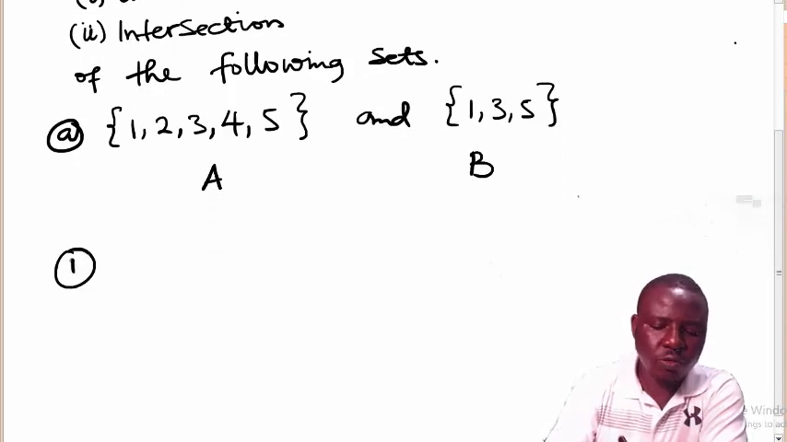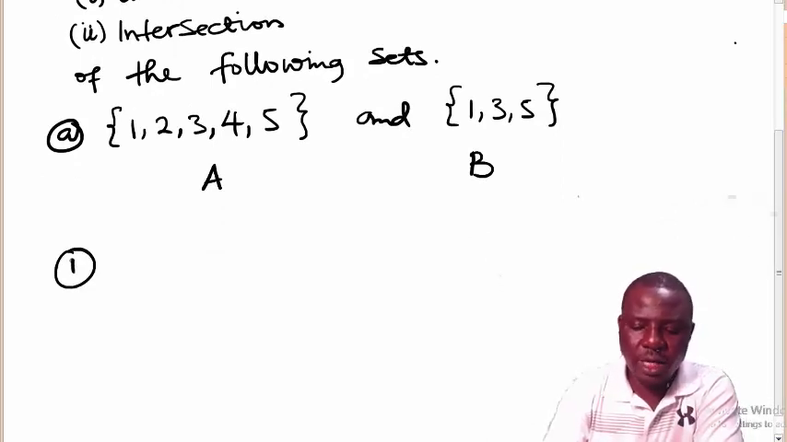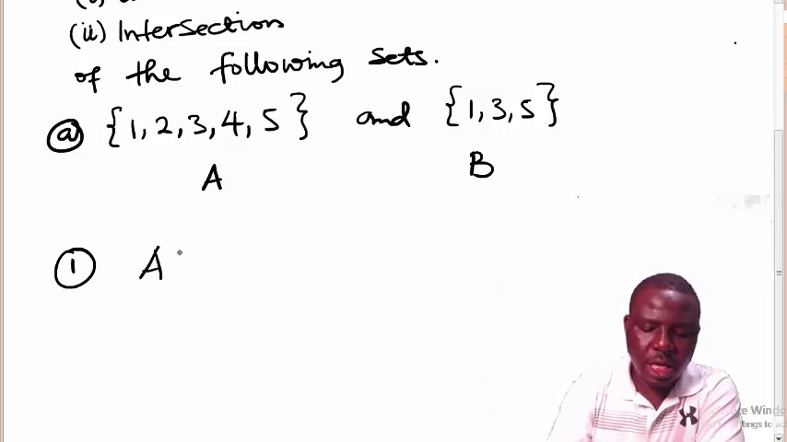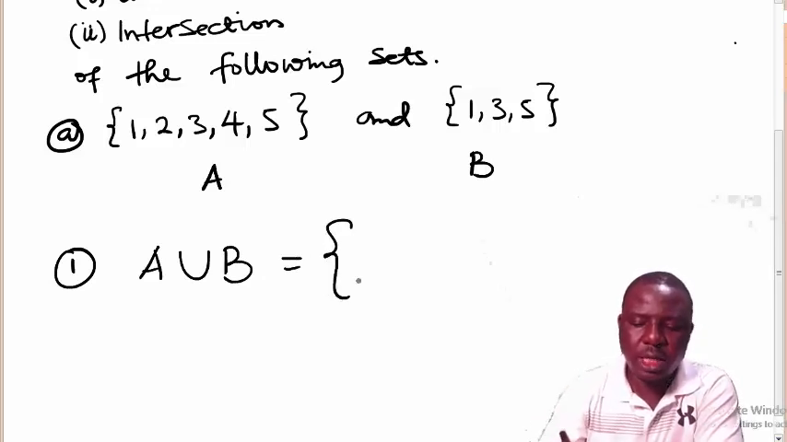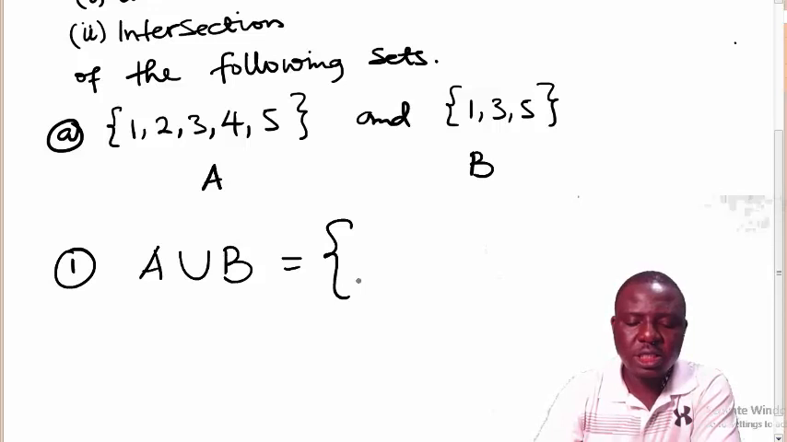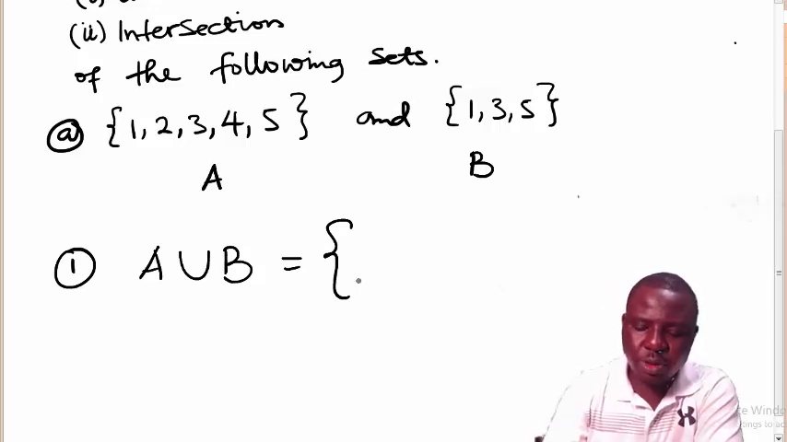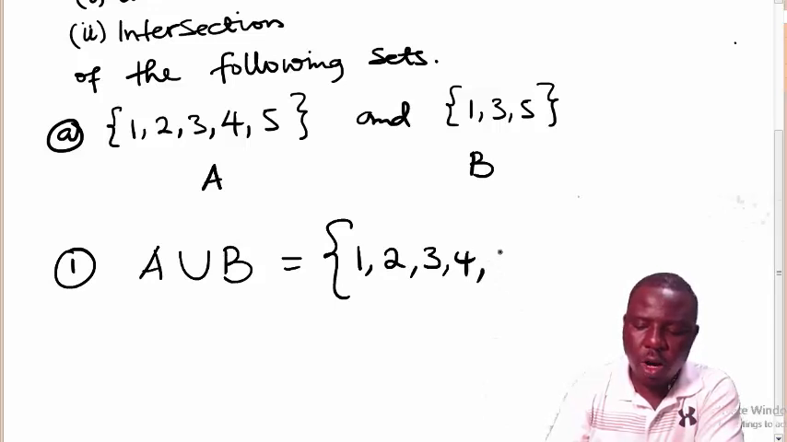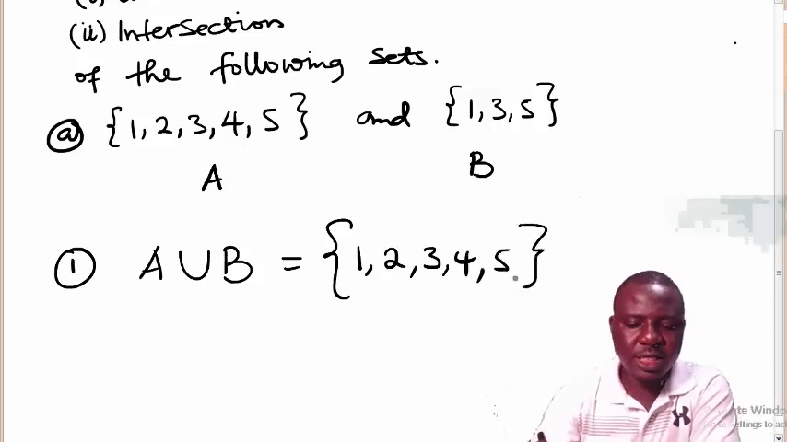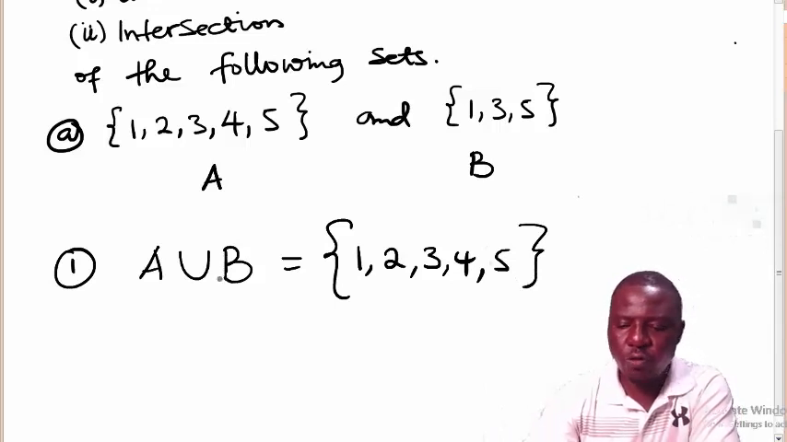1 is requesting us to find the union of A and B. That is A union B. And the union of two sets, A and B, is said to be a set that contains all the elements in A and B without repetition. So the union of two sets A and B is going to be 1, 2, 3, 4, and 5. And in this case, I will say that the union of A and B is equivalent to set A.